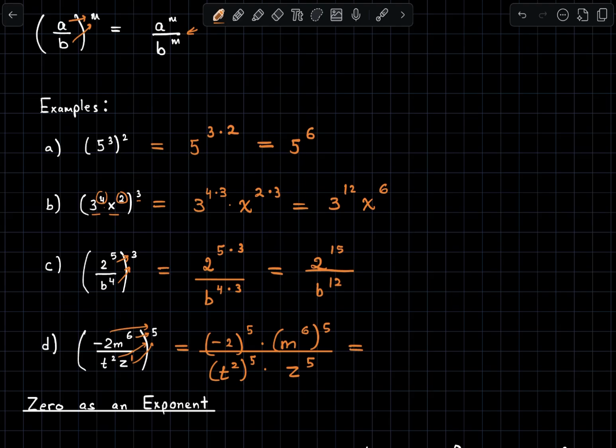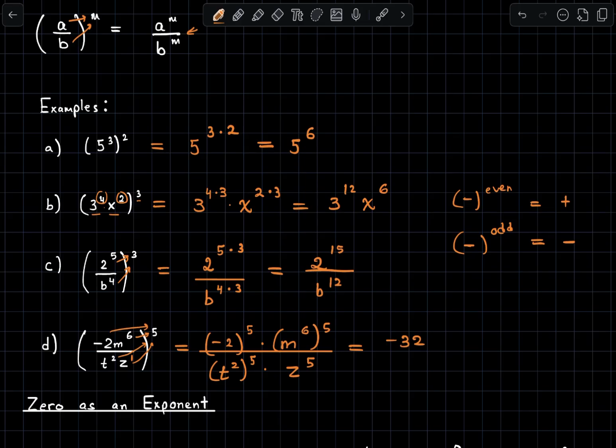Okay, so negative 2 raised to the 5th power, that's going to come out as negative 32. You can do that operation on the side if you like, negative 2 times itself. But whenever you have a negative value raised to an odd power, it's going to stay negative. Negative values raised to an even power are going to become positive. That's just a quick rule of thumb.